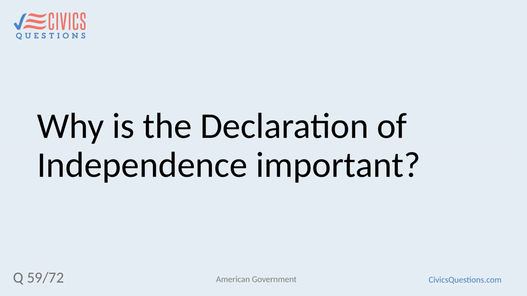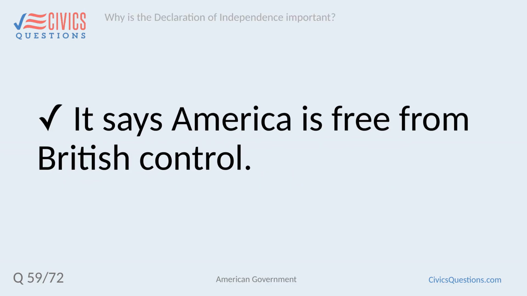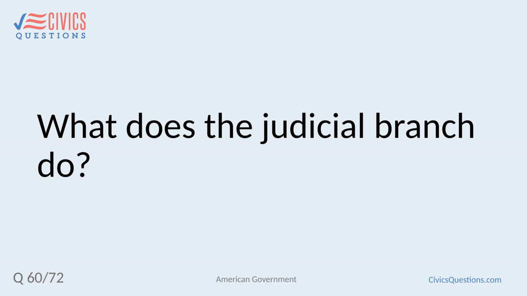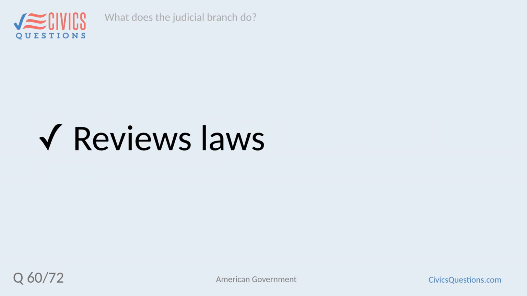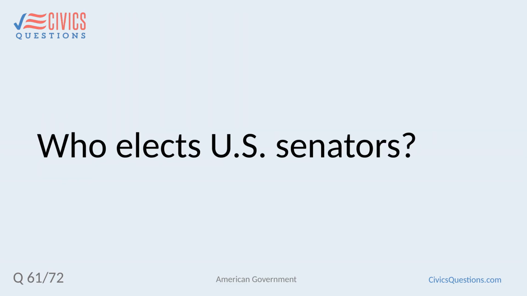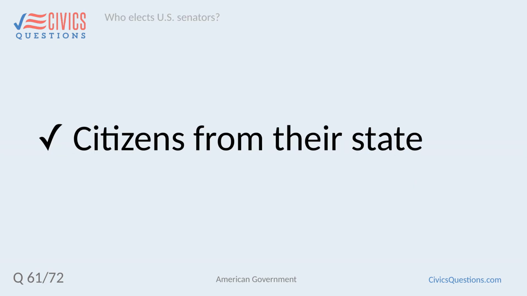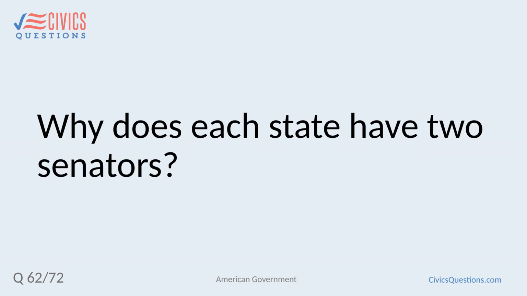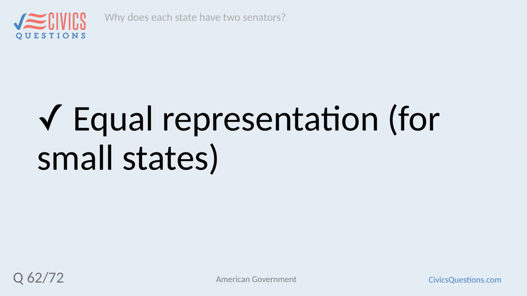Why is the Declaration of Independence important? It says America is free from British control. What does the judicial branch do? Reviews laws. Who elects U.S. senators? Citizens from their state. Why does each state have 2 senators? Equal representation for small states.